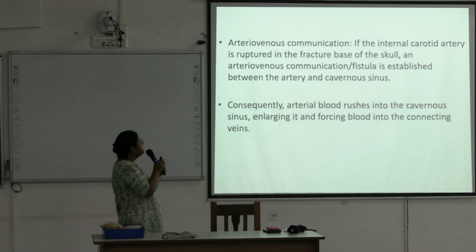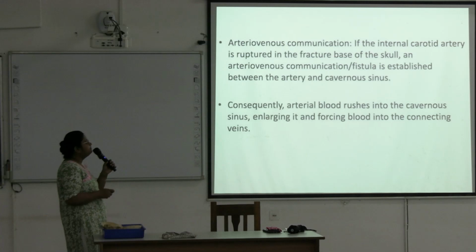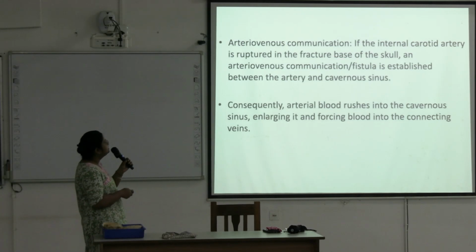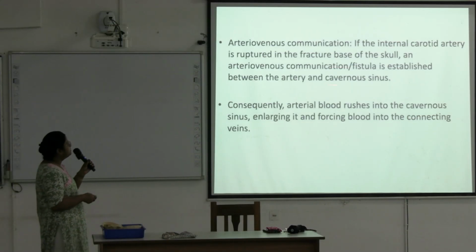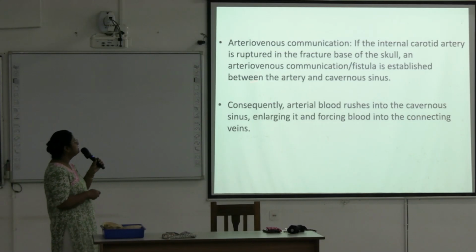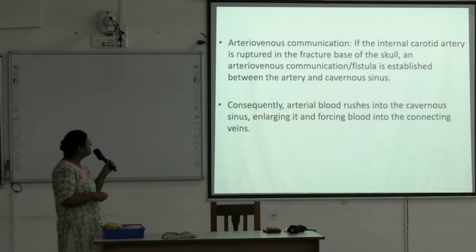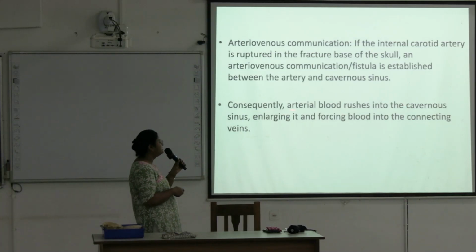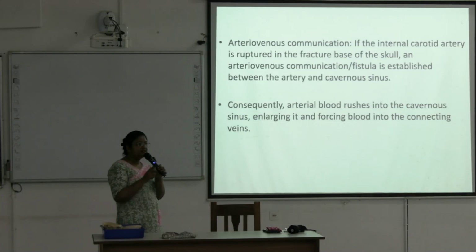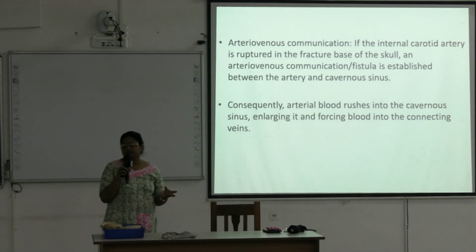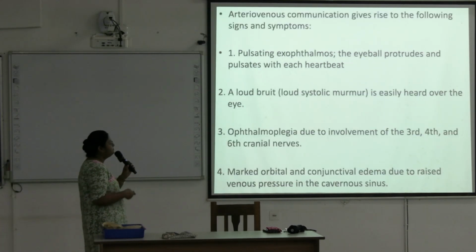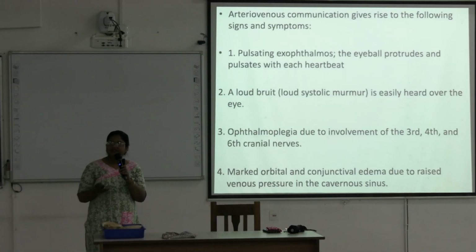Okay. So, arteriovenous communication. If the internal carotid artery, which was passing through the cavernous sinus, ruptures in fracture of base of skull, an arteriovenous communication or fistula is established between the artery and the cavernous sinus. And consequently, the arterial blood rushes into the cavernous sinus, enlarging it, forcing blood into the connecting veins. Arterial pressure is more than the venous pressure, so arterial blood enters into the cavernous sinus, which is a part of vein. Okay. Next, and then it will increase the pressure in the cavernous sinus.